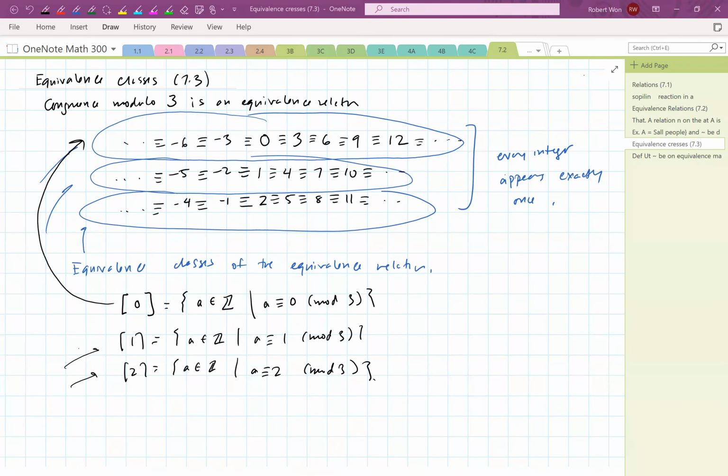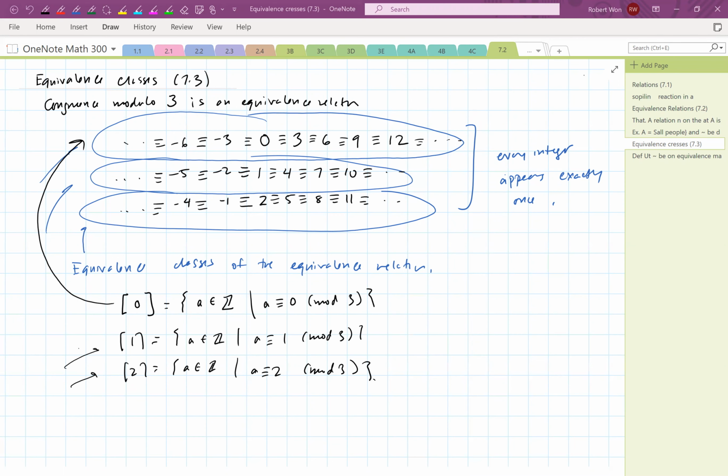Okay, so today we're going to continue talking about equivalence classes. Let me just remind you what an equivalence class is, because we defined it at the very end of last time. We said that if you have an equivalence relation, which is a relation that's reflexive, symmetric, and transitive, then one thing you can do is, for example, take congruence modulo 3, which is an equivalence relation.